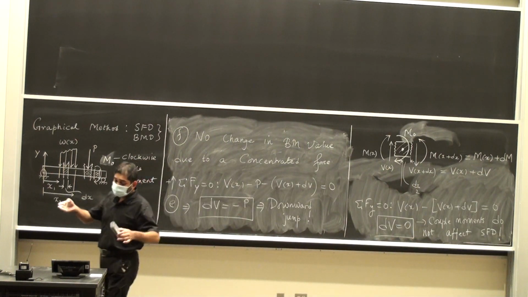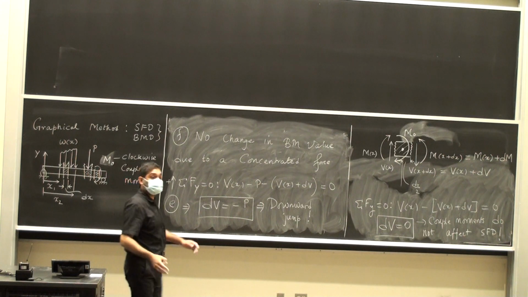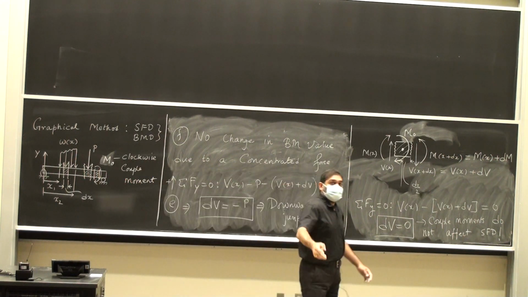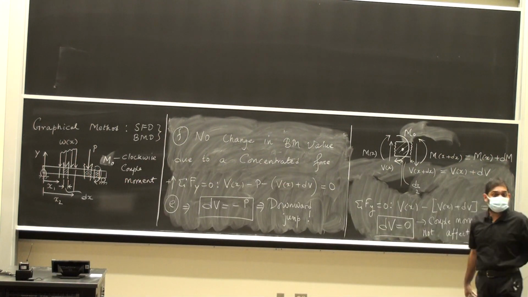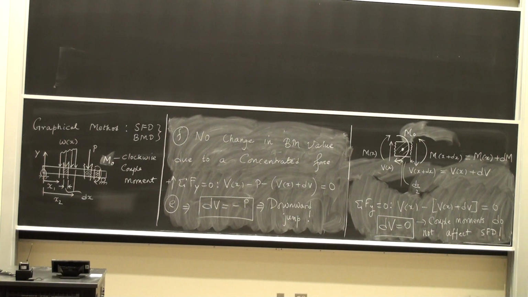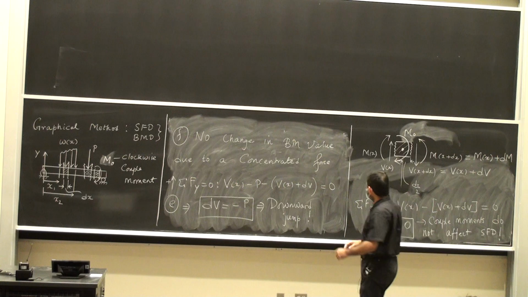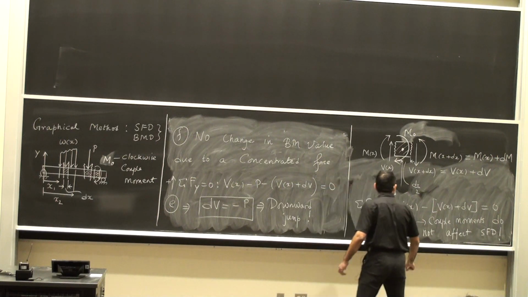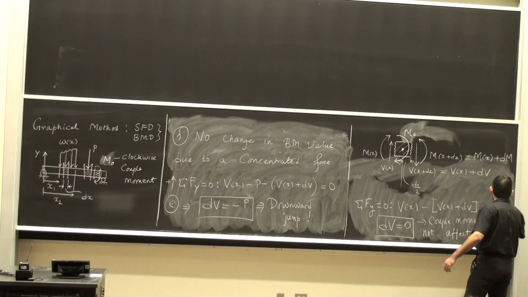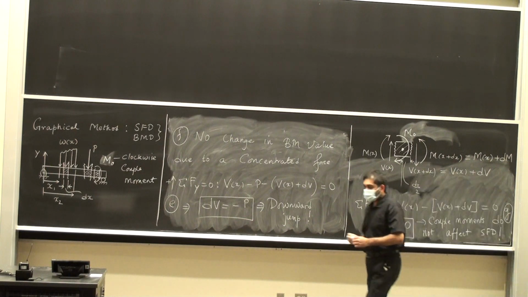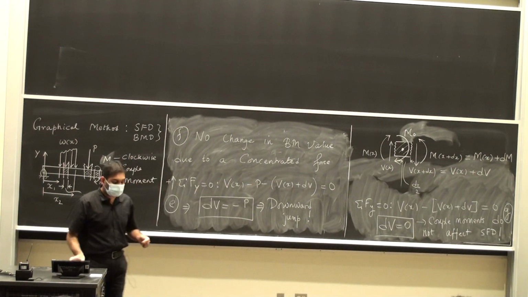Because we said that if I have a concentrated force, it does not affect the bending moment diagram. So if I have a concentrated couple moment, it has nothing to do with the shear force diagram. It will have something to do with the bending moment diagram only. So this is conclusion G. And the last one for the day before I solve the problem.